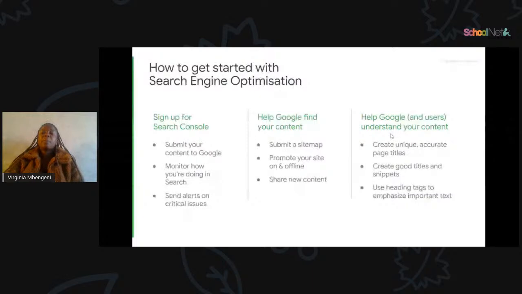To help Google understand your content, you need to create a unique, accurate page title. Also create a good title and snippet, and use heading tags to emphasize important text. If you want to emphasize important text, you need to use heading tags.